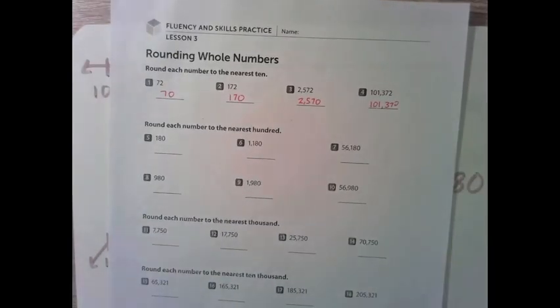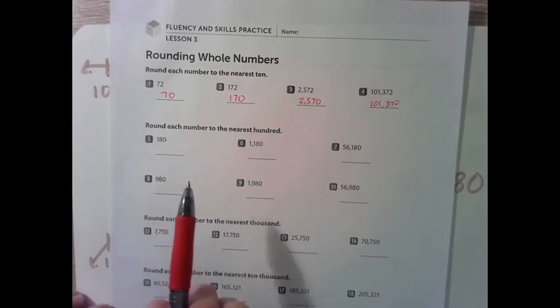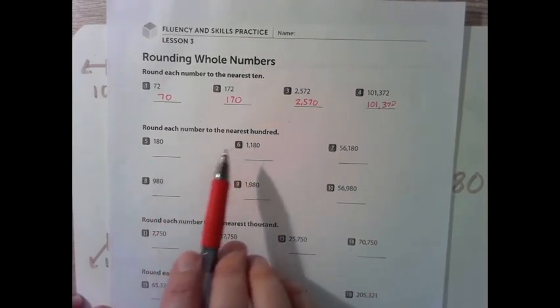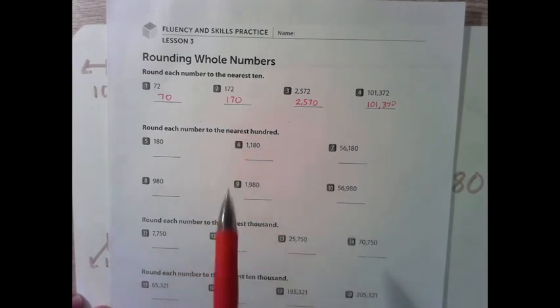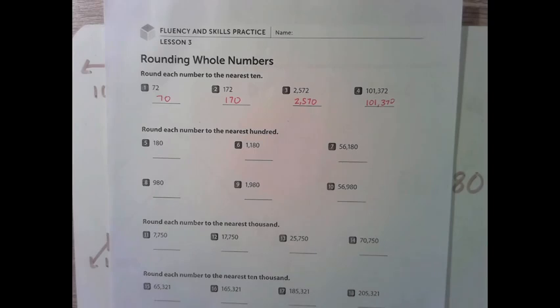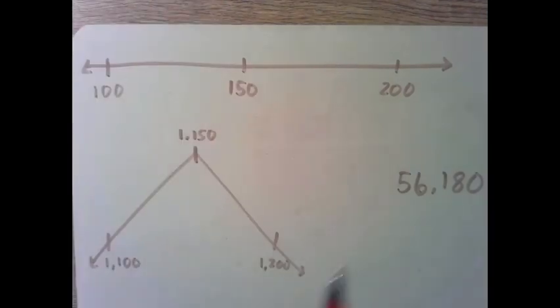All right, friends, we are now on number 5, and 6, 7, 8, 9, and 10. These are all to the nearest 100 instead of the nearest 10. So this will look a little different because we're rounding to the nearest 100. Our answers are going to be in the hundreds rather than in the tens. So we're going to start with 180, and they're asking us to round that to the nearest 100.